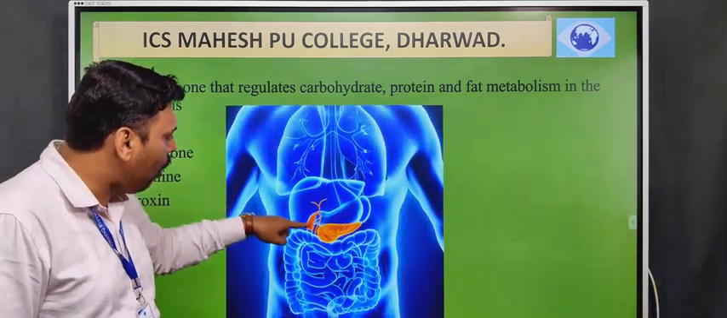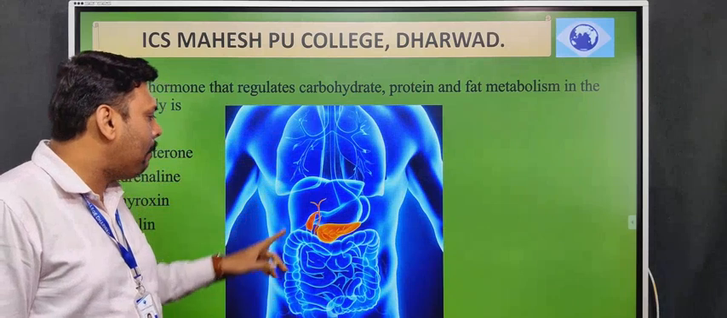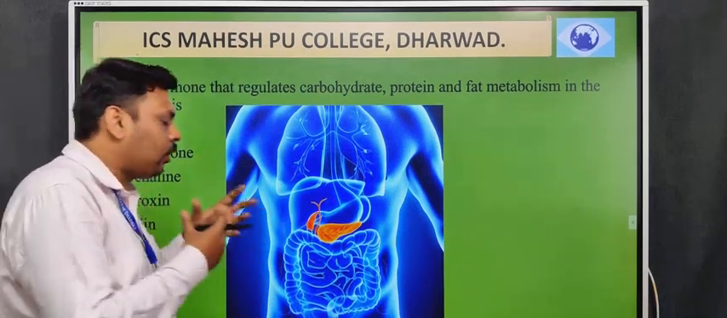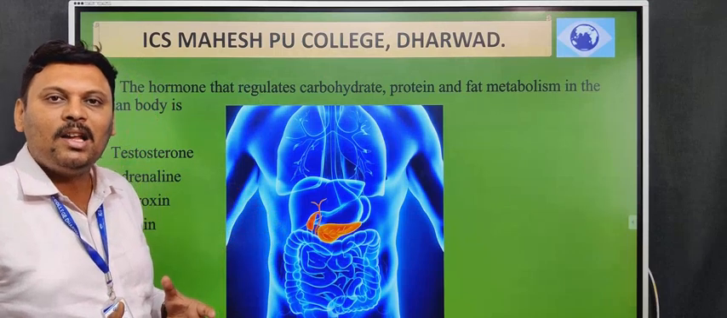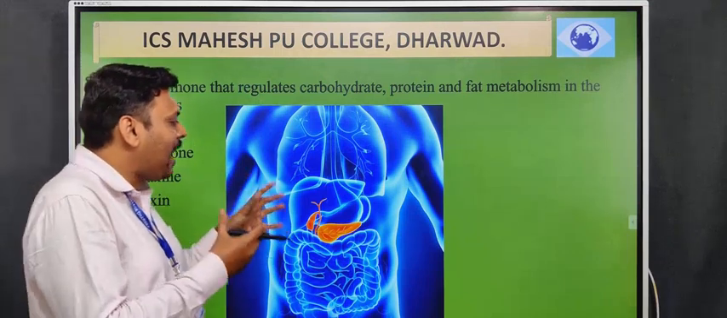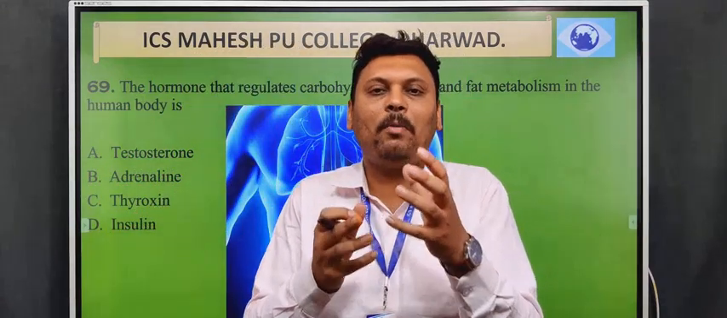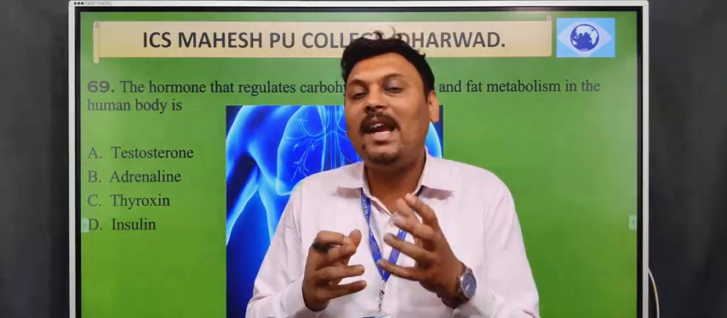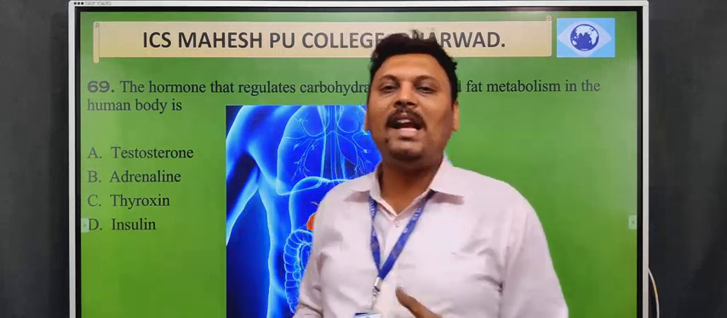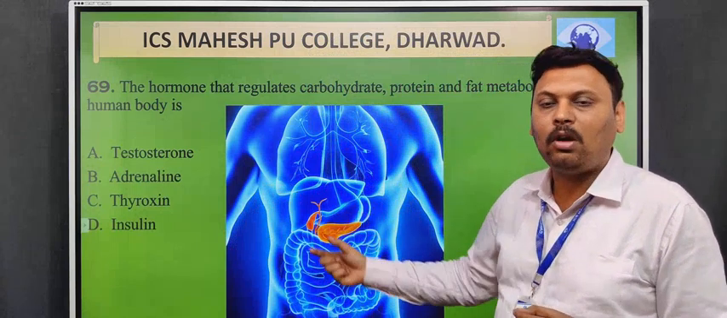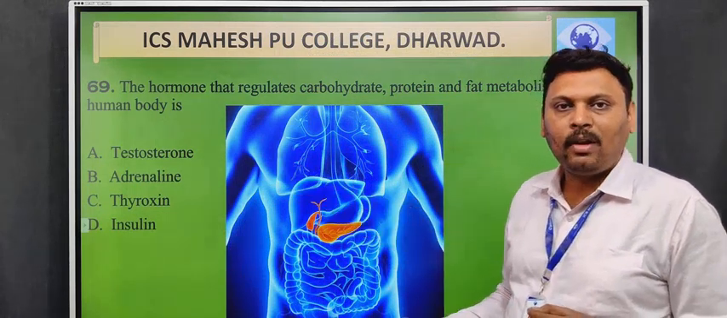So insulin is the hormone which is synthesized by the pancreas present in our digestive system, or it is connected to our digestive system. The pancreas contains a specialized type of cells, known as the islets of Langerhans. Those islets of Langerhans secrete a hormone known as insulin.